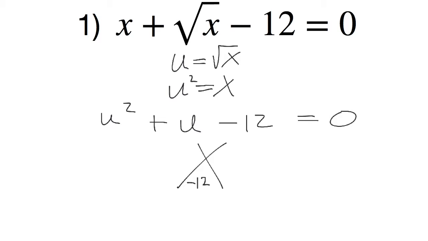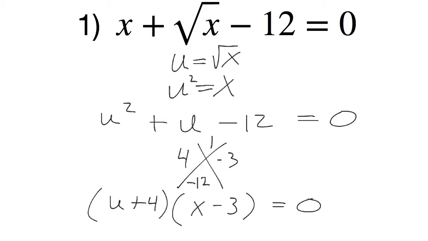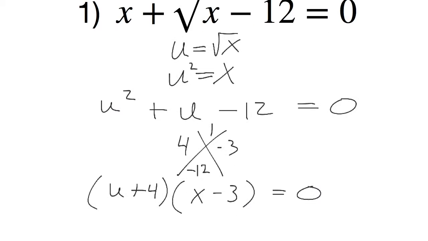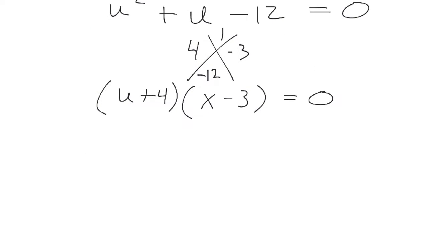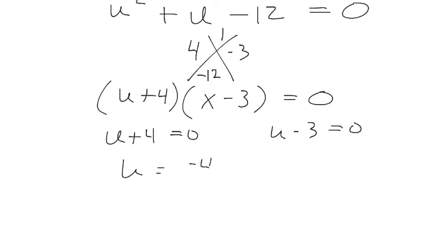What two numbers multiply up to 12 and add up to positive 1? That's going to be 4 and negative 3. So you rewrite it as u plus 4 times, why did I write x? I'll change that. u minus 3. And then you have to solve the equation. u plus 4 equals 0, and u minus 3 is equal to 0. u is equal to negative 4, and u is equal to positive 3.